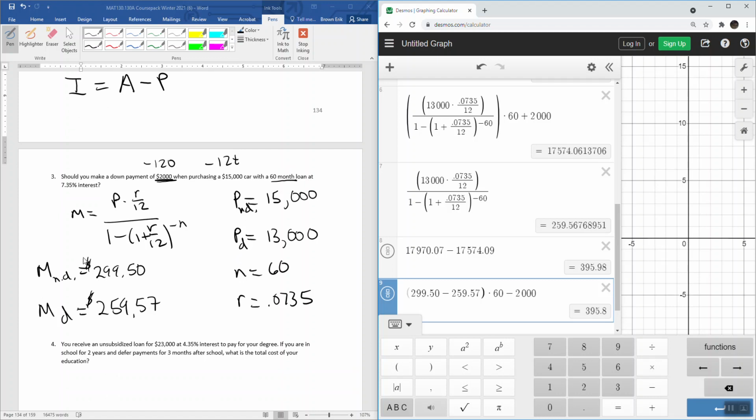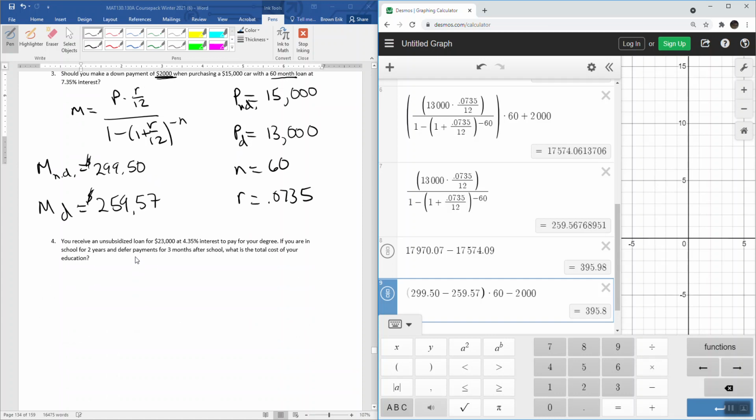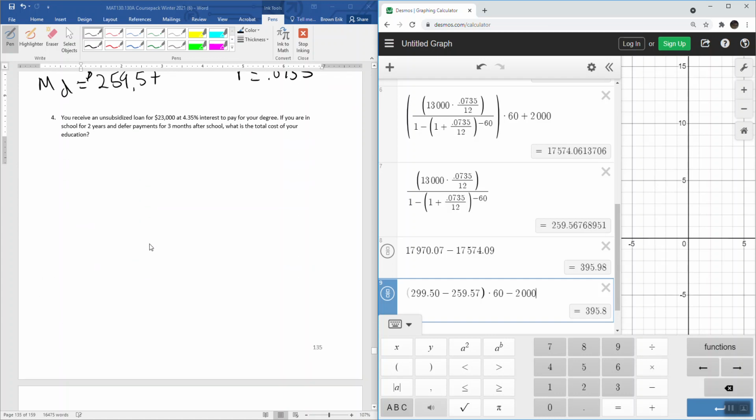Okay, let's do this next one. So you receive an unsubsidized loan for $23,000. Recall what unsubsidized means. This means you are required to pay the interest on that loan. So if you are in school for 2 years and defer payments for 3 months after school, what is the total cost of your education?